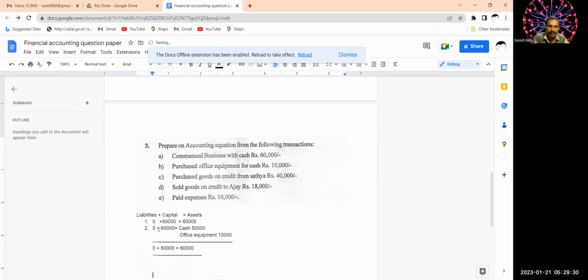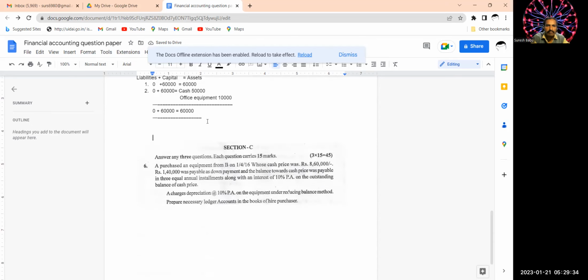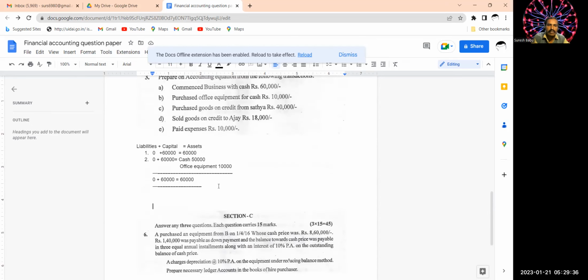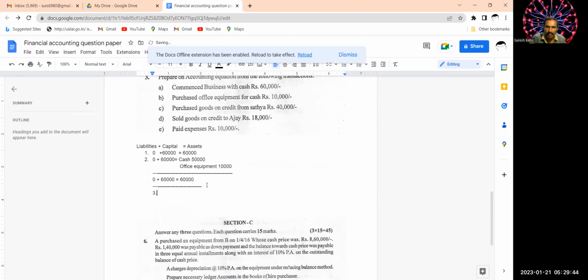Next. Okay, scroll down the page. Now, which transaction? Transaction number 3. See, I'm not writing properly, you write properly. So what is the third transaction? Purchase goods on credit from Sandhya, 40,000 rupees.